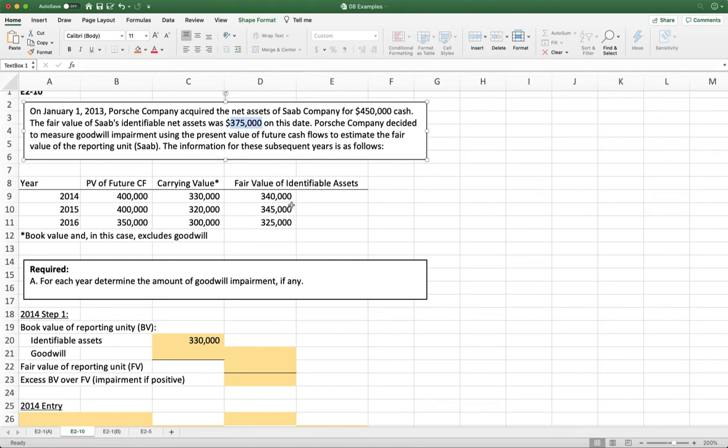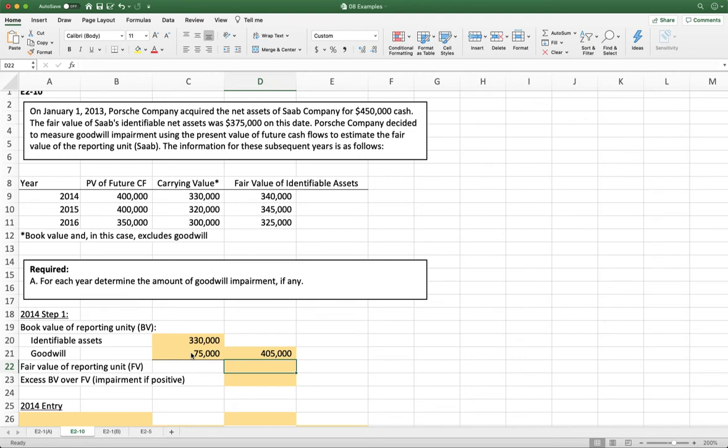So from our last example, we know that the difference between these two numbers is our goodwill that would have been recorded on the acquisition date. So we're going to take our $450,000, subtract out $375,000, and that gives us goodwill that must have been recorded of $75,000. If we add these two numbers together, we get a book value of $405,000 for our reporting unit.